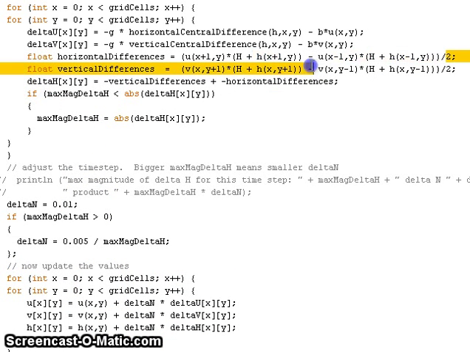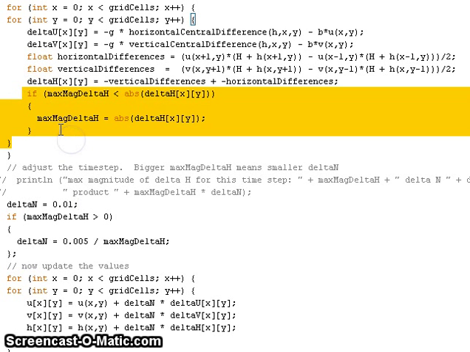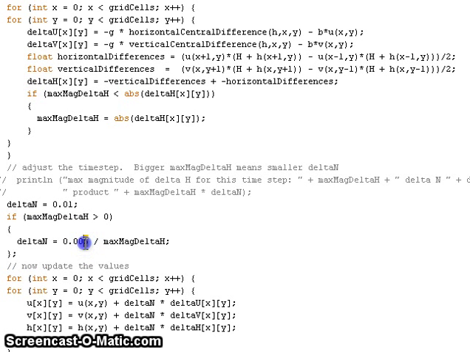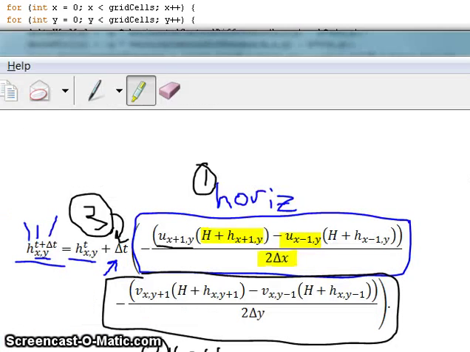Then in the next line of code I do the vertical differences, which is the same idea except I'm using v and moving in the y direction, also dividing by 2. And then finally this is the code where I do my adaptive time step, well, at least keep track of the maximum change in height I saw. The adaptive time step I've got at 0.05 right now, typically I have it at 0.09, and then right here is where I update the value of h.